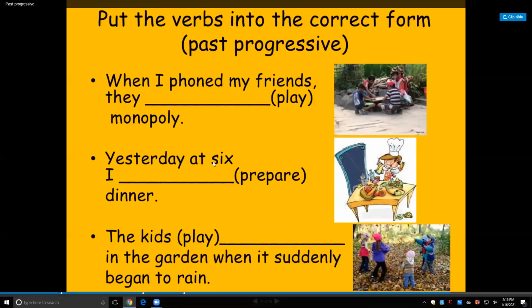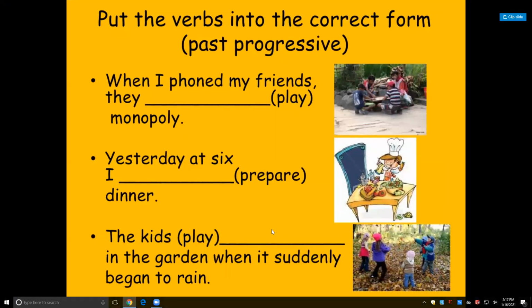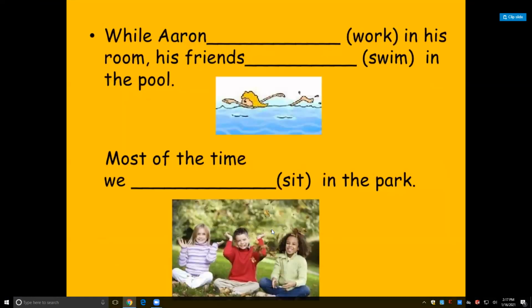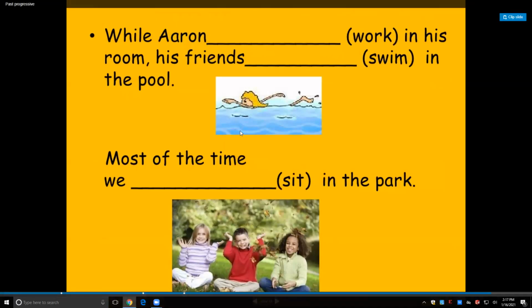Yesterday at 6, what was I doing? Yesterday at 6, I was preparing dinner. The kids play in the garden when it suddenly began to rain. So what were the kids doing? The kids were playing in the garden when it suddenly began to rain. While Aaron was working in his room, what were his friends doing? His friends were swimming in the pool.